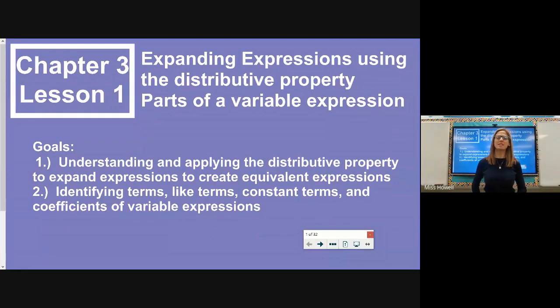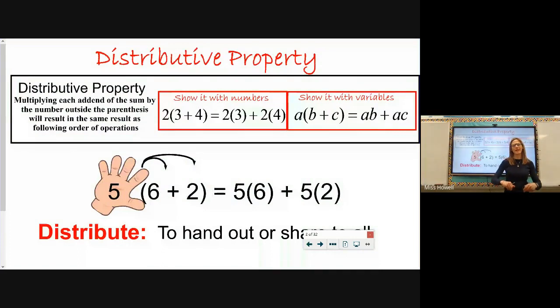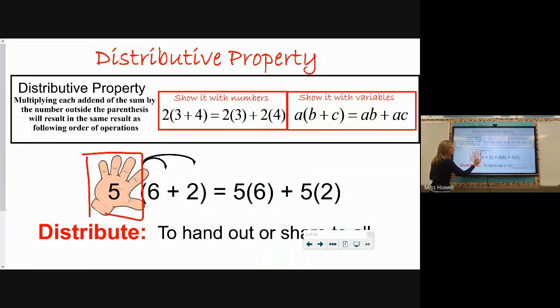Our goal for today is to continue expanding expressions using what's called the distributive property. So the distributive property says that something is going to be handed out or shared to all other items. So you want to identify that value that's on the outside, which is being multiplied with the items on the inside. It's going to get handed out or shared to all the items on the inside when we use this process of expanding using the distributive property.